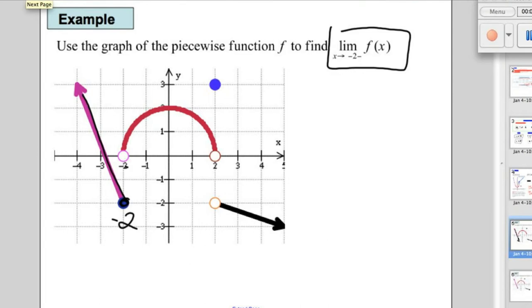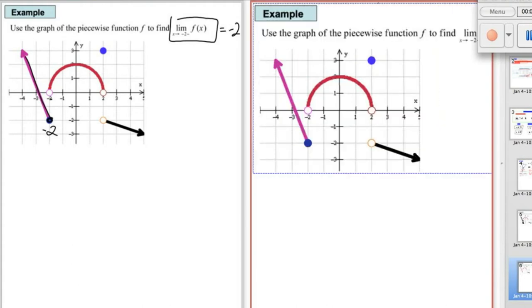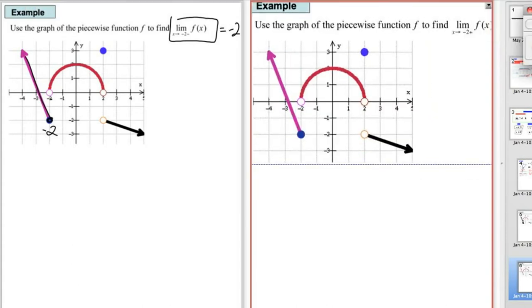Okay? So my answer here is -2. That has the value. From the left, it's -2. What about the limit as x approaches -2 from the right? That's the next question we're being asked.